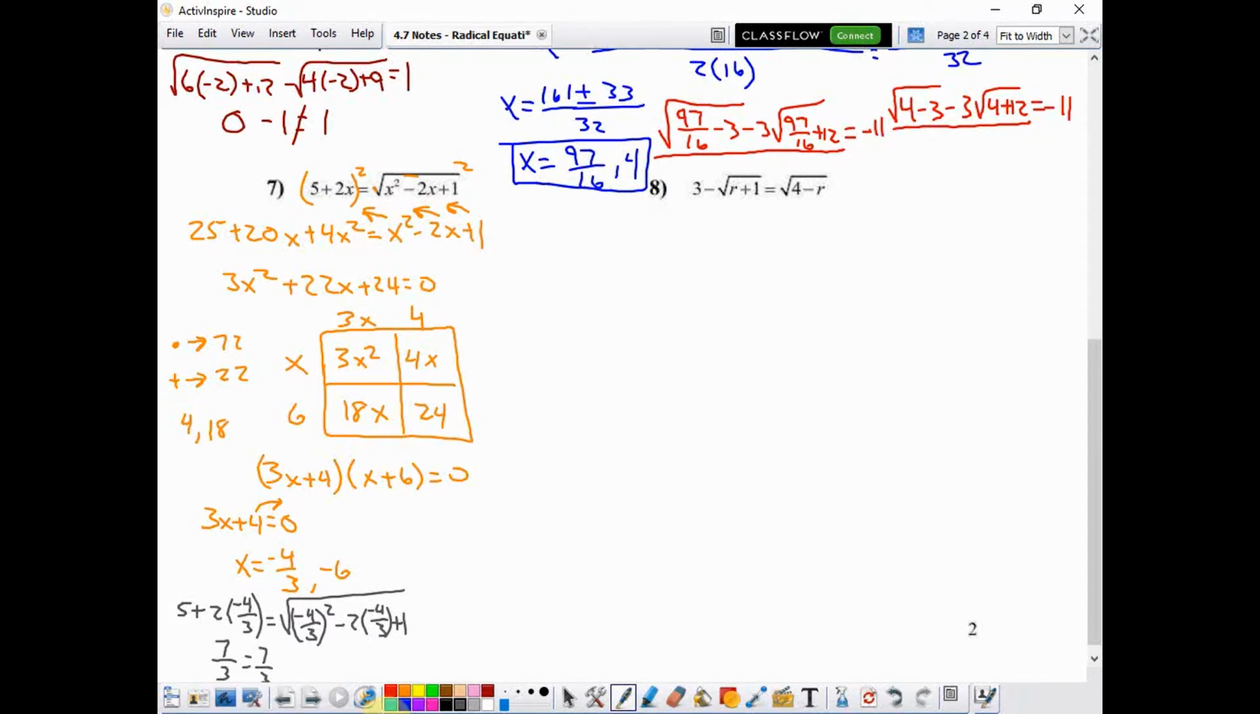If I plug in negative 6, 5 plus 2 times negative 6 equals the square root of negative 6 squared minus 2 times negative 6 plus 1. If I type both sides of that into my calculator, I'm going to find negative 7 equals 7. And that is not true. So negative 6 is an extraneous solution.